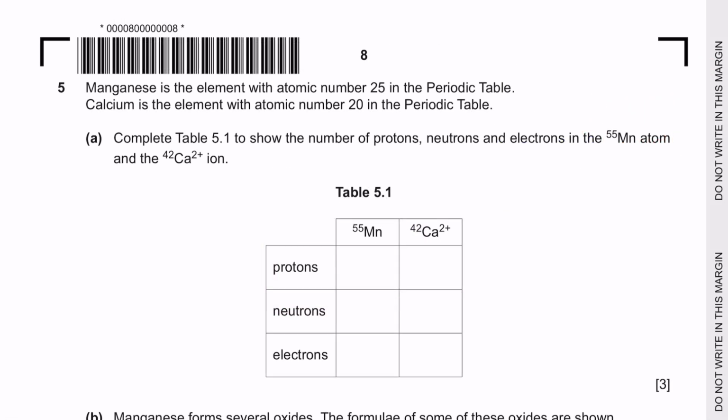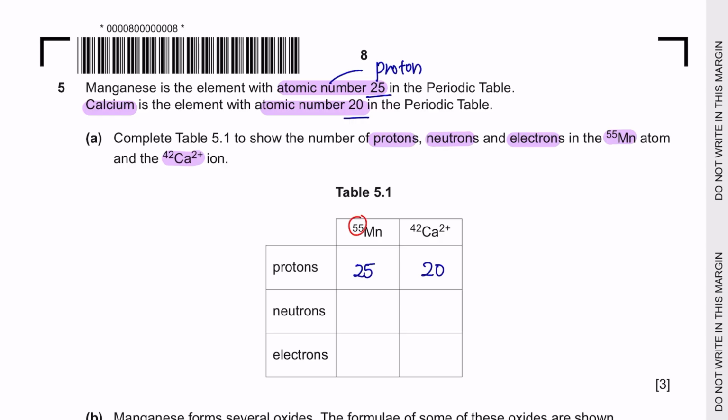Next, question 5. Manganese is the element with atomic number 25 in the periodic table. Calcium is the element with atomic number 20 in the periodic table. Part A. Complete table 5.1 to show the number of protons, neutrons, and electrons in the manganese atom and the calcium ion. The atomic number is also the proton number of an element. So calcium has 20 protons and manganese has 25 protons.